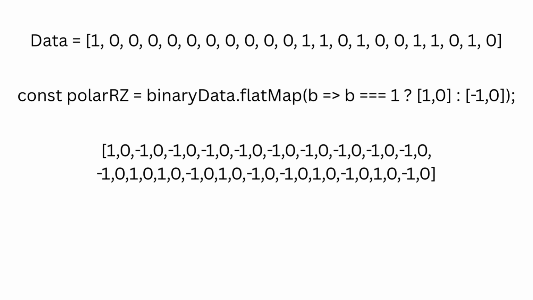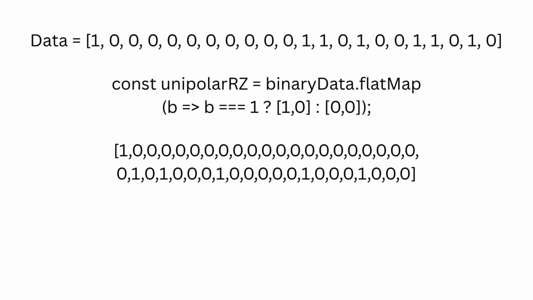In polar RZ, RZ means return to 0. So instead of staying high or low for the whole bit, the signal returns to 0 halfway through. How to draw? For a 1, draw positive voltage for the first half of the bit and 0 for the second half. For a 0, draw negative voltage for the first half, then return to 0.